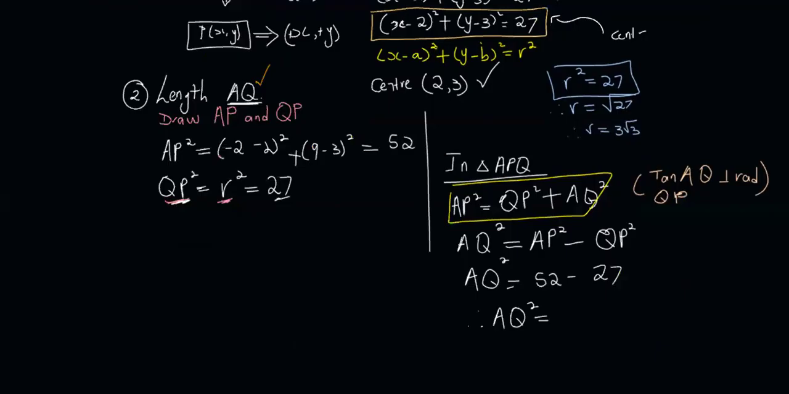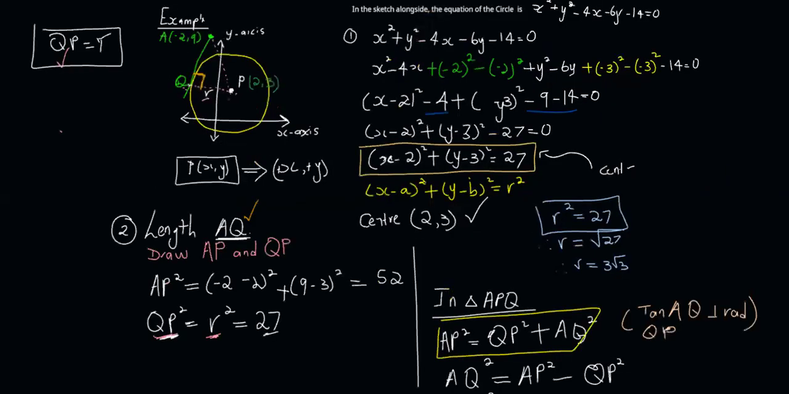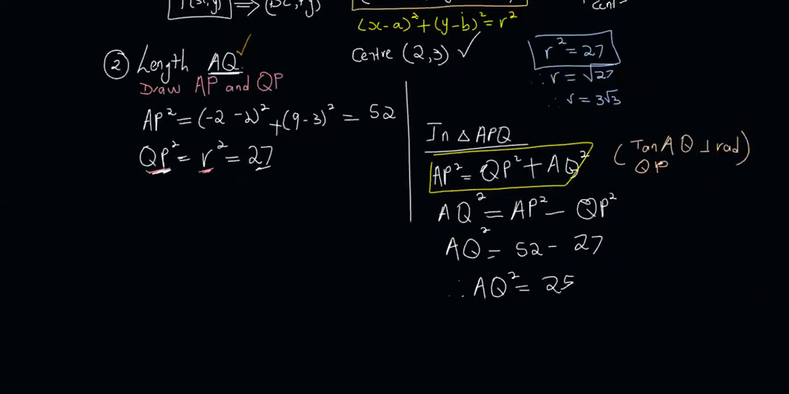When you remember the question, it says find the length of AQ. Because this is the hypotenuse, this is AQ squared. We don't want AQ squared, we simply want AQ. So AQ squared is equal to 25, and then you introduce a square root on both sides, and here it will be plus or minus the square root, because in maths, what you do on the left-hand side, you also do on the right-hand side.